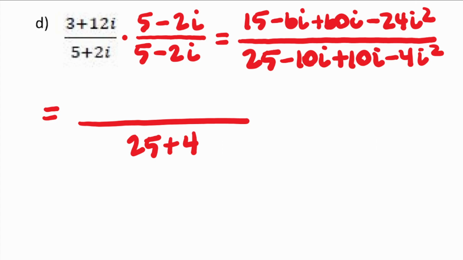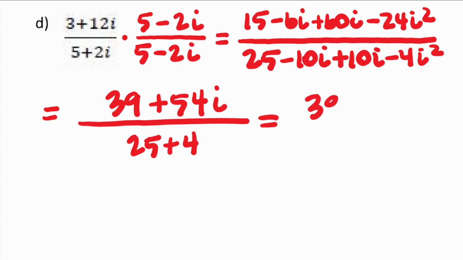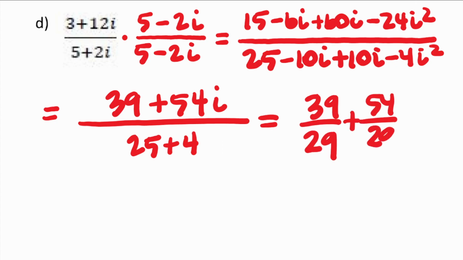And then, okay, 15 plus 24 would be 39. And plus 54i, okay, divided by 29. So that would be 39 over 29 plus 54 over 29 times i. That was kind of a lot, but that's something that we need to be able to do.